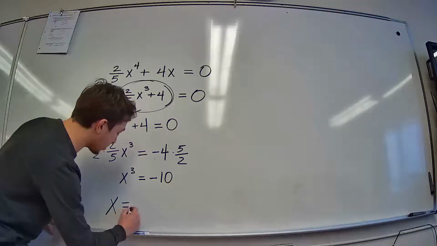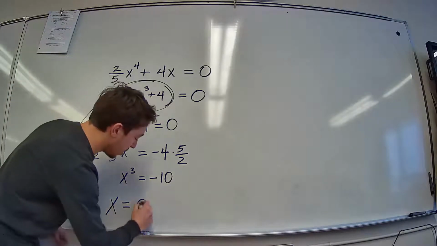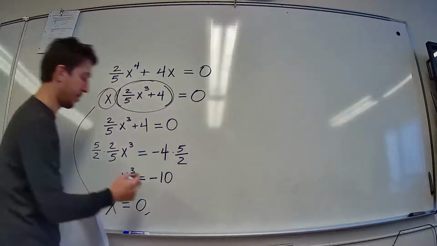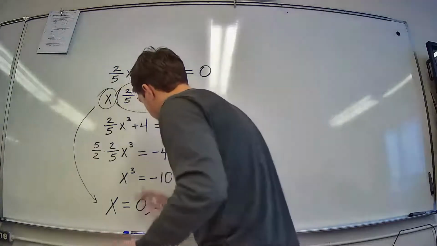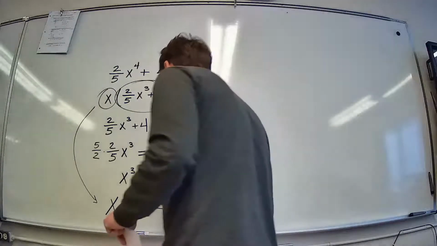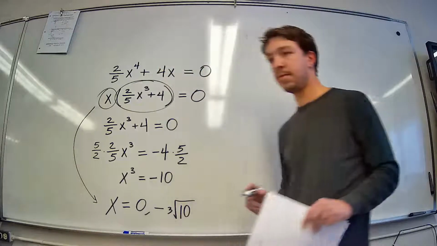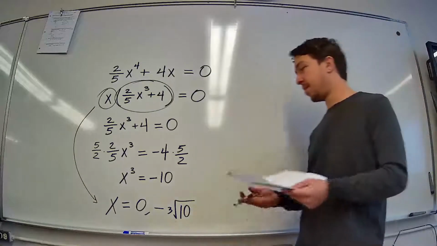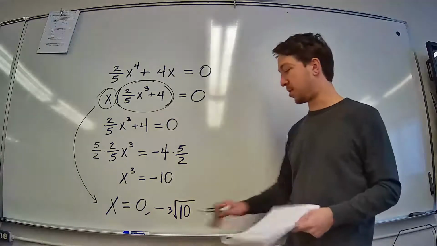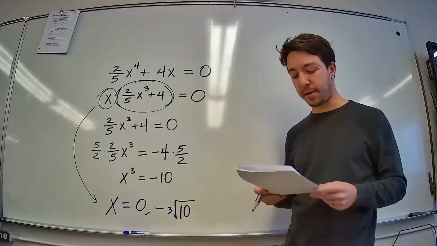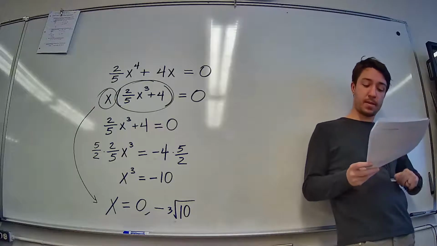Okay, so now we get our answers. Don't forget that 0 answer. And then what's the other number? You can write it as the negative cube root of 10 instead of the cube root of negative 10. Not to say that it's wrong to say the cube root of negative 10, but this is the more standard way of writing that number, having the negative outside the radical.